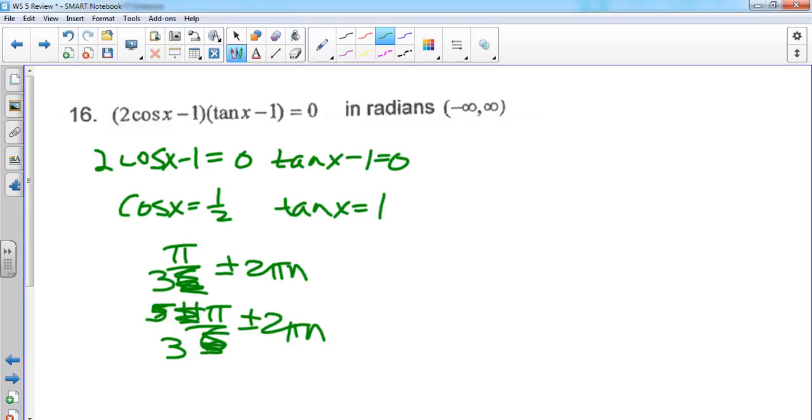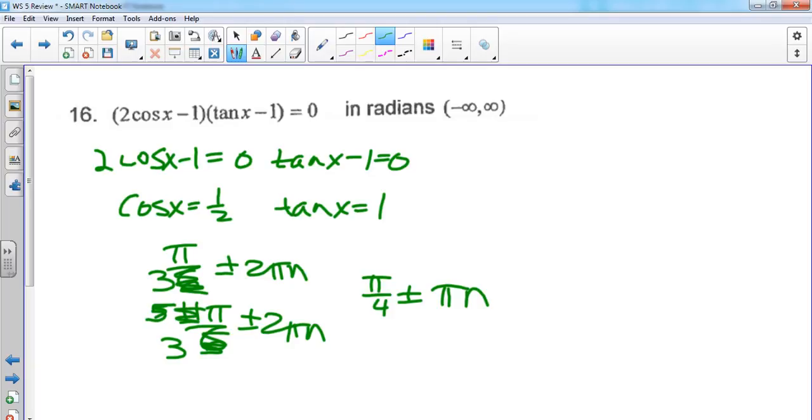Yes? Okay. And where's the tangent 1? That one I think I know. Pi over 4, 5 pi over 4. You need 5 pi over 4 since the period for tangent is pi. You could write 5 pi over 4, but you don't need it. Sorry, that's a hot mess. I got it wrong the first time.